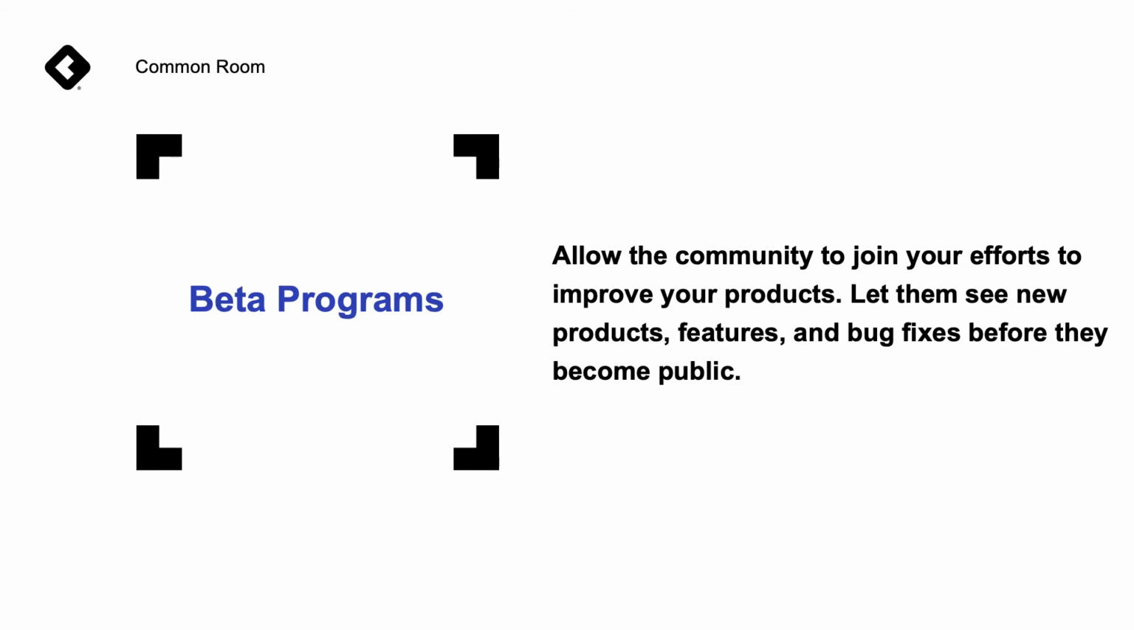Another way of doing it is through beta programs. So beta programs allow your community to join through your efforts of improving the products earlier in the process. So let them see new products, features, bug fixes before they go out. If you're just starting, you can start small and find a group of people who cares about the problem that you're solving. Find early volunteers, and in our case, we relied on people that we know because we had zero brand recognition several years ago.